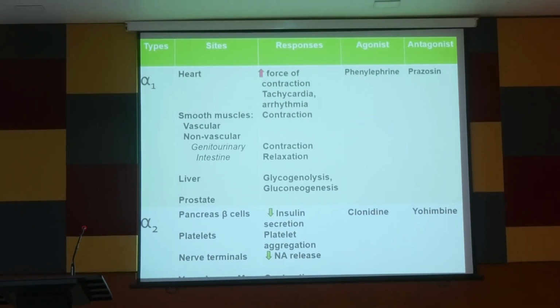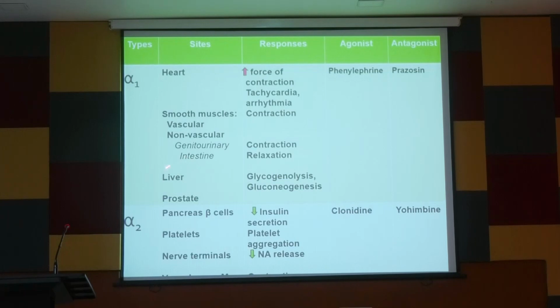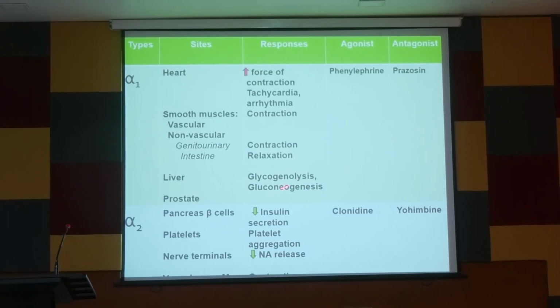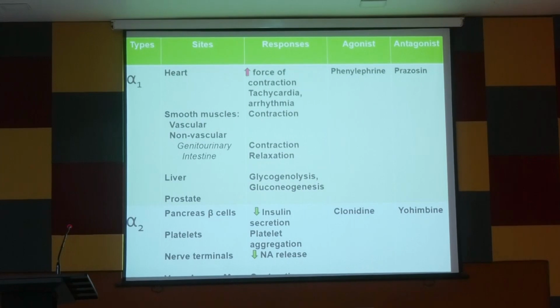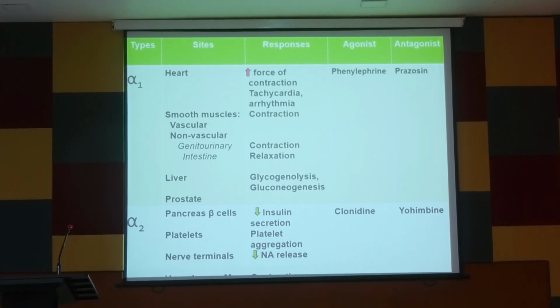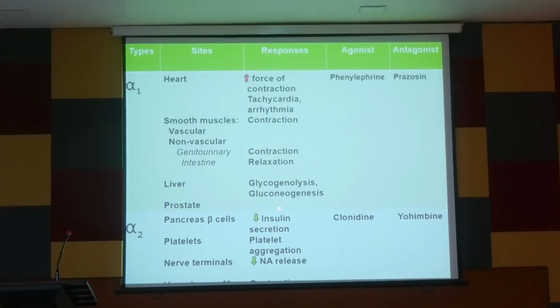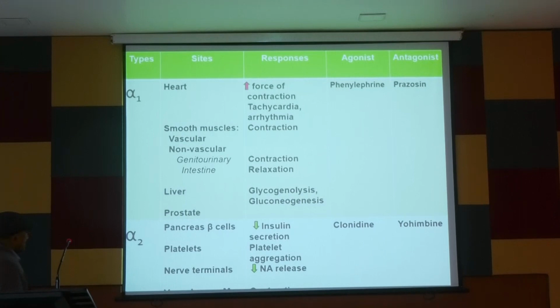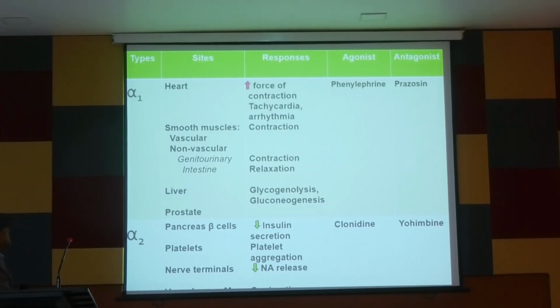Now intestine is usually the relaxation with the alpha 1. Liver, it is another important site. You can see that glycogenolysis and gluconeogenesis, very important, because administration of adrenaline or epinephrine may lead to rise in blood glucose level. What is the mechanism? One mechanism is the glycogenolysis and gluconeogenesis. And I already mentioned the prostate gland.